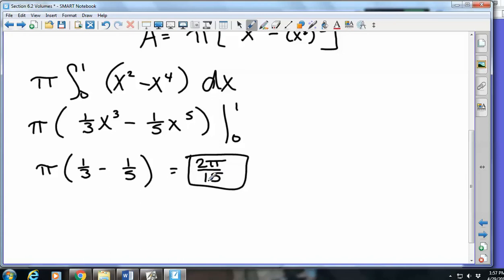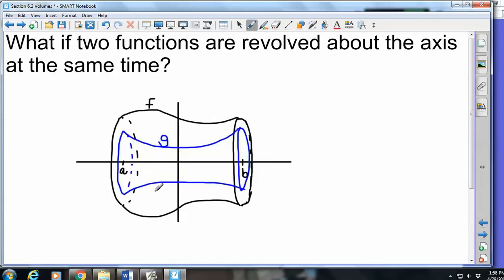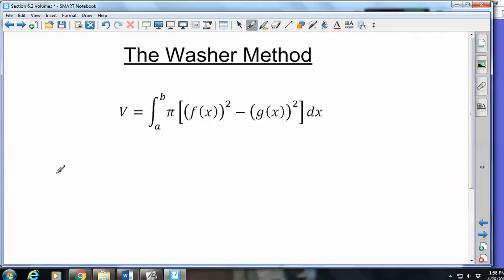And so we should get an overall area of 2 pi over 15 here. Or not area, volume. 2 pi over 15. So this scenario is different than the disk method, which is what we were doing before, because this involves two functions being revolved around the axis at the same time. This is what's called the washer method, because you have the center cut out, so it's just like a washer. And so what you do is the outside minus the inside. So that's our washer method.